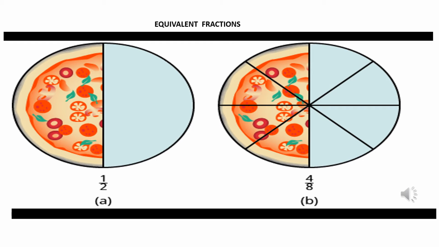So, there are two methods to find equivalent fractions. The first method is multiplying the numerator and the denominator by the same non-zero number. The second method is cross multiplying two fractions. Now we will first see multiplying the numerator and the denominator by the same non-zero number.